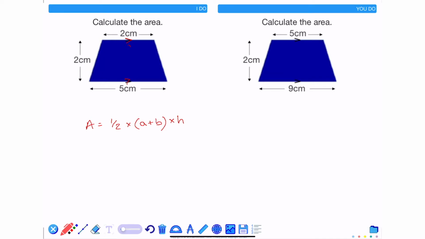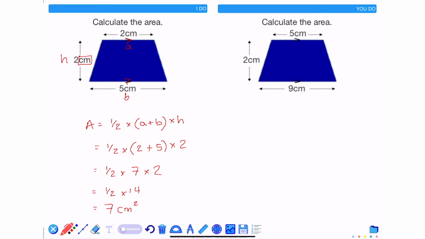a and b are my parallel lines. h is the perpendicular height between them. So substituting in the information, I know that a is 2, b is 5, and h is 2. I get a half of 7 times 2. 7 times 2 is 14, and a half of 14 is 7. Because the original dimensions of the trapezium were measured in centimetres, the area will be 7 centimetres squared.